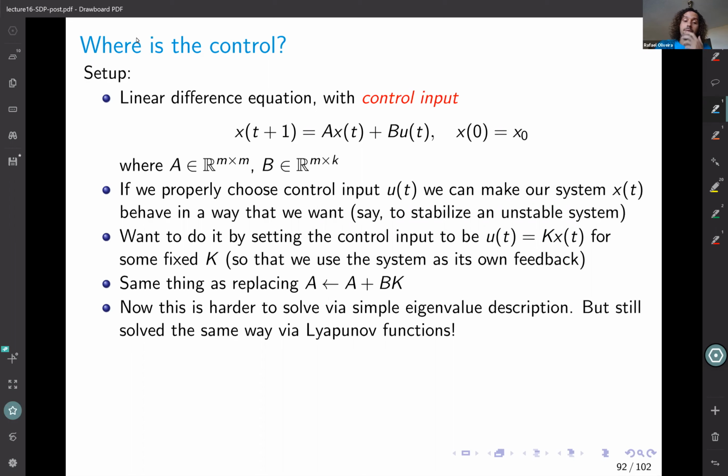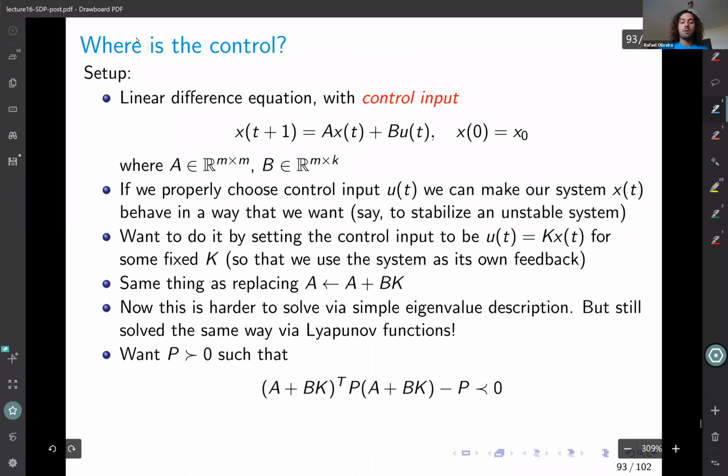right? But now, if you notice, the way the Lyapunov functions way was a little bit more complex at first, but now it gives us the advantage that we can solve this more general system in the same way that we solve the easier system by Lyapunov functions, okay? So in the same manner, we want P, which is positive definite, such that now, remember, we had A transpose PA minus P negative definite, and now all we want is this new matrix, like A plus BK transpose P, A plus BK minus P, bigger than 0, right?